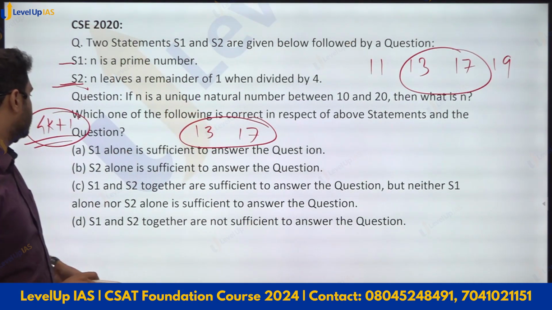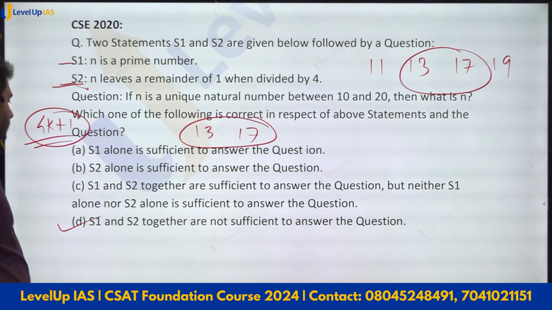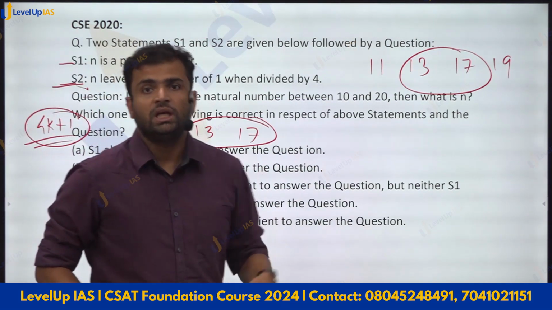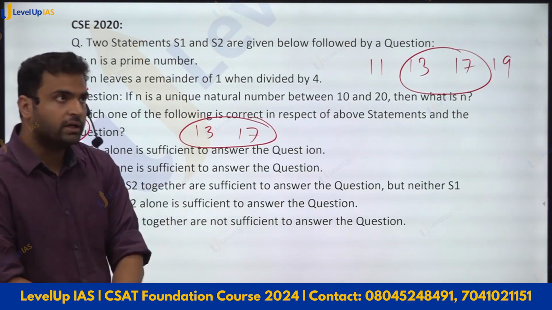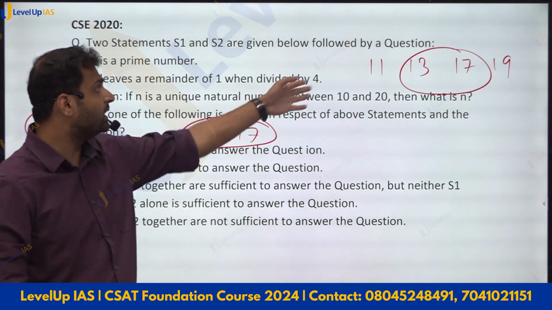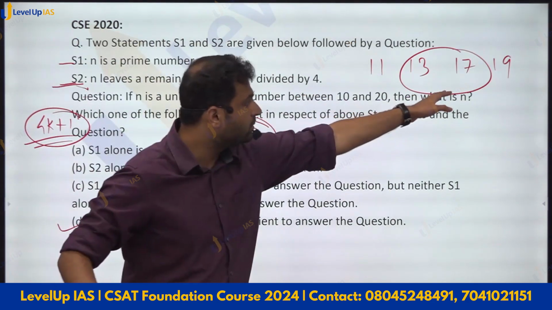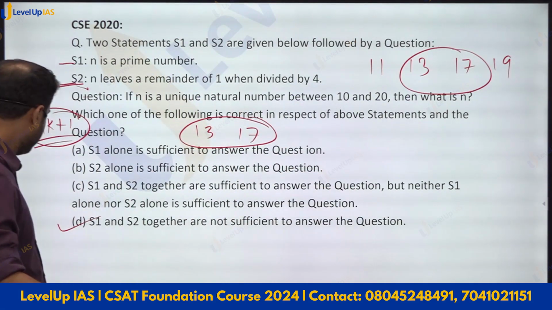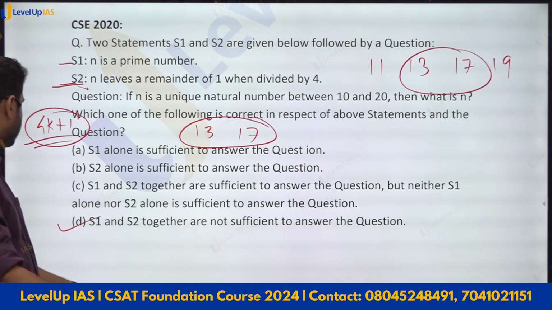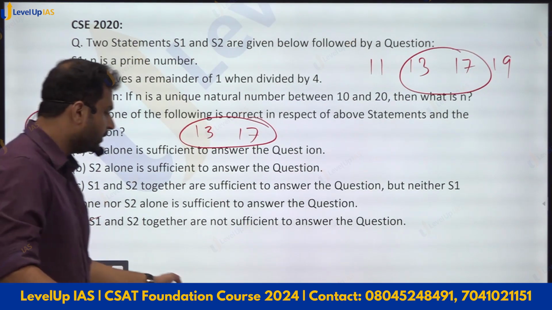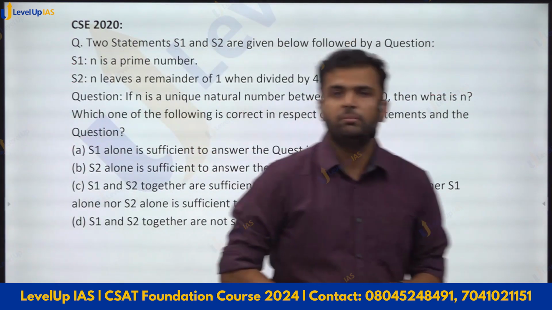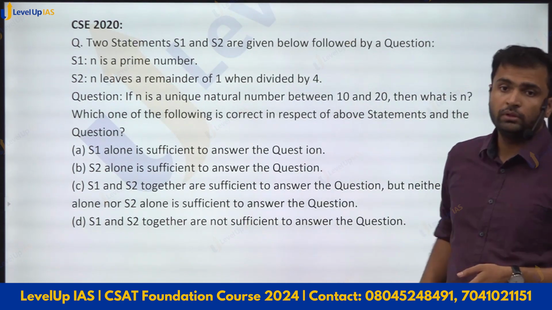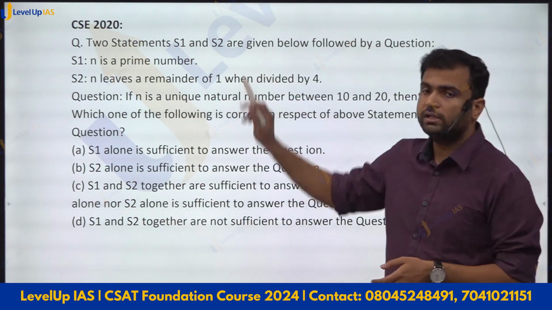So answer is D. Both the statements together are not sufficient to answer this question, because even if you use both the statements together, you have 2 alternatives. Both of these numbers are prime as well as leave remainder 1 when we divide them by 4. That is why answer here is D. And all you need to know here is what are prime numbers between 10 and 20, and what do we mean by when we divide a number, remainder is 1.